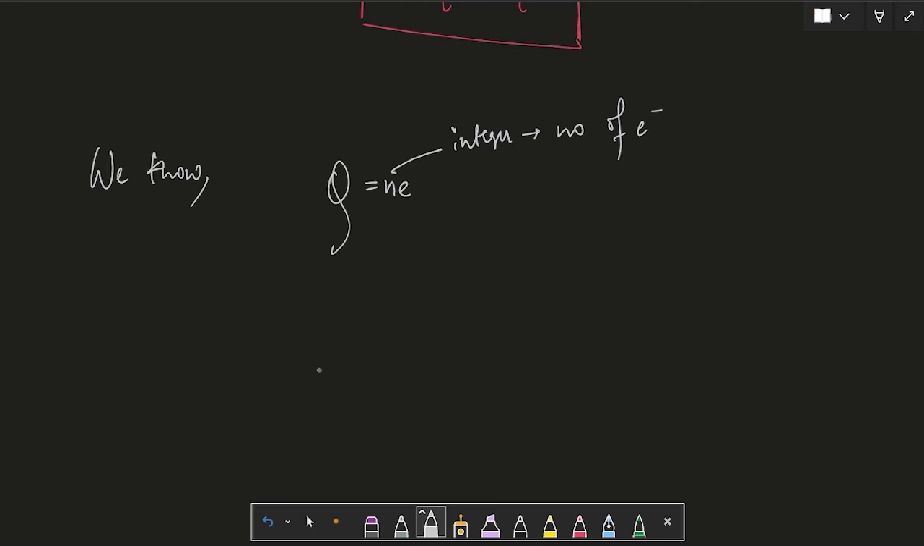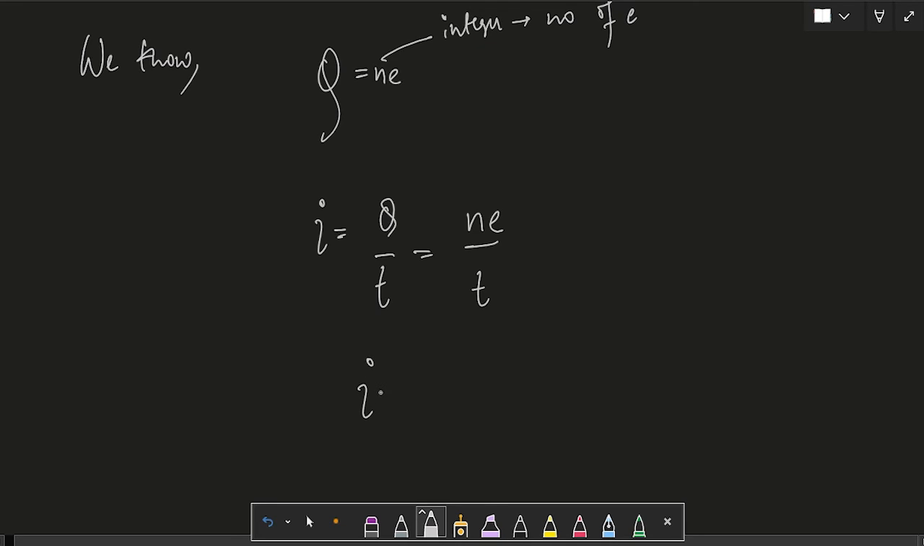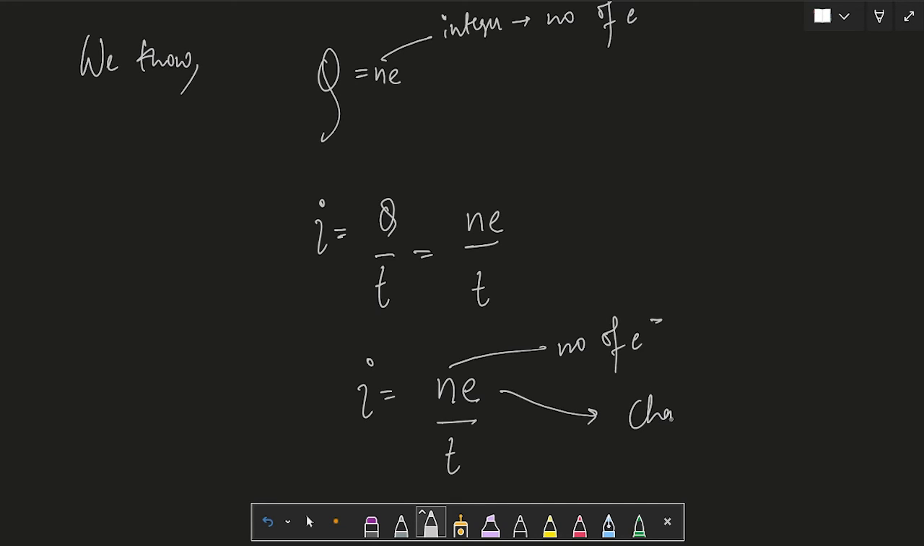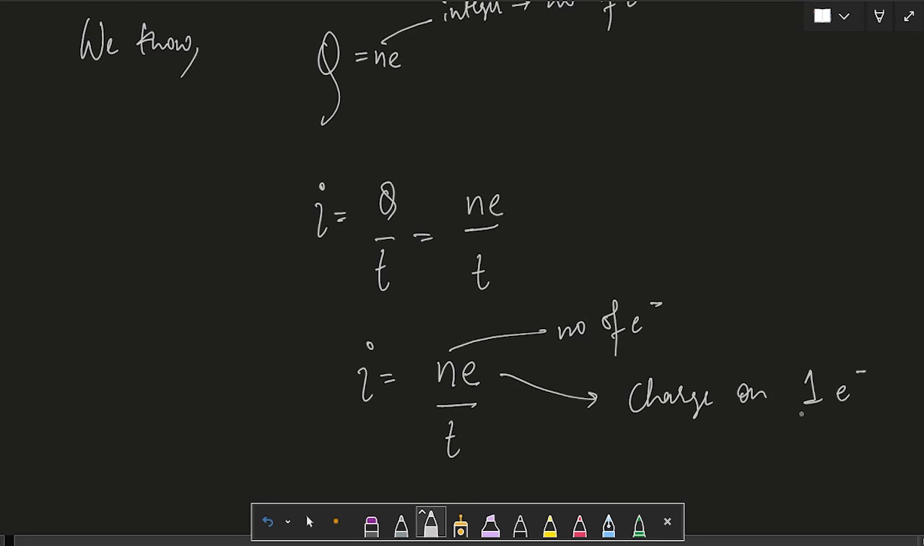We just know the charge moves, and we can define electric current as Q upon T, and Q can be written as N times E upon T. So we have a final formula that I equals N E by T, where N is the number of electrons and E is the charge on one electron. This is the fundamental or elementary charge on one electron. Okay, so this is how it is defined.